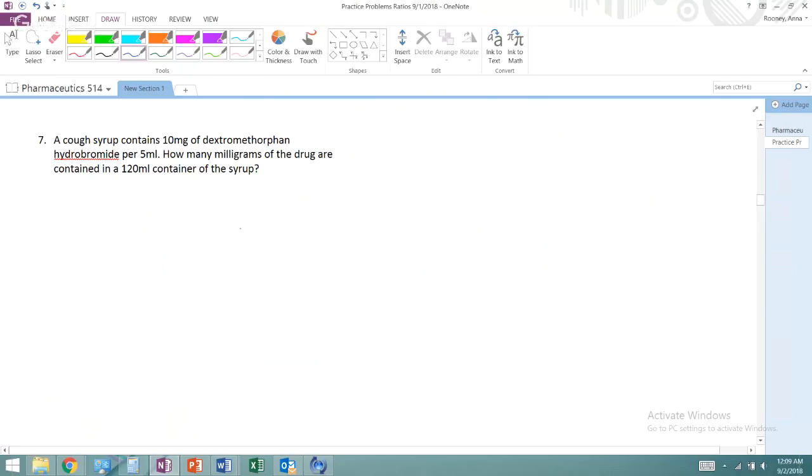A cough syrup contains 10 milligrams of dextromethorphan hydrobromide per 5 milliliters. And how many milligrams of the drug are contained in a 120 ml container of the syrup?